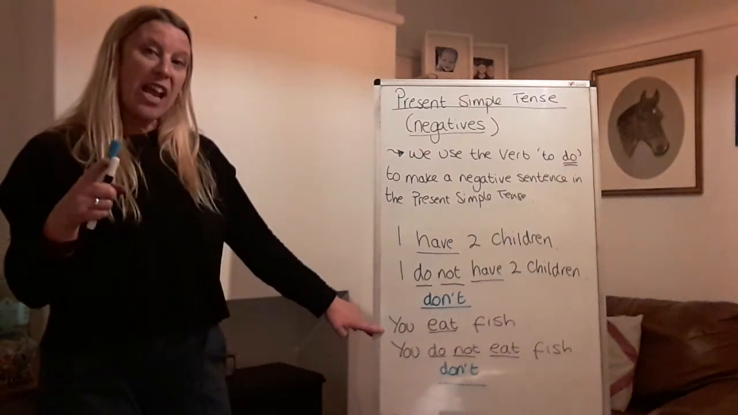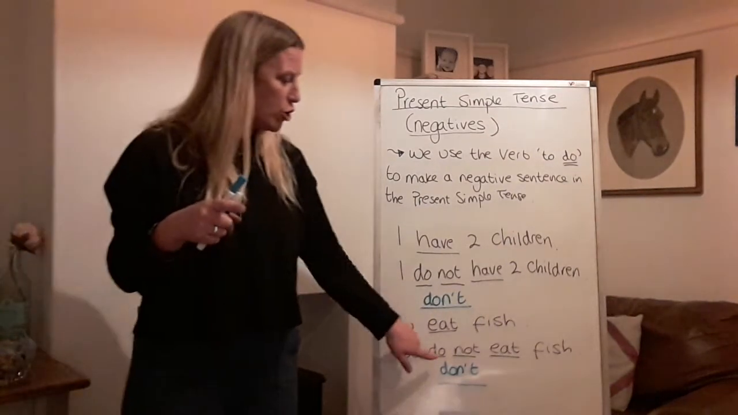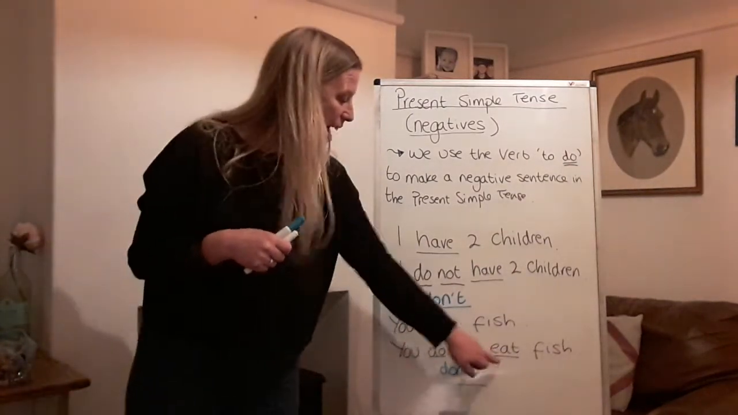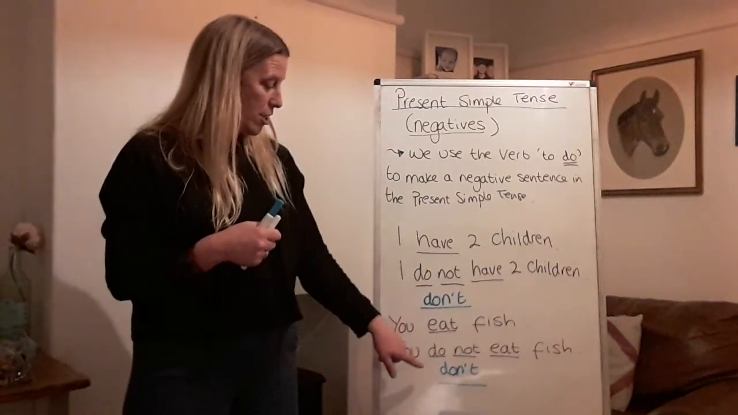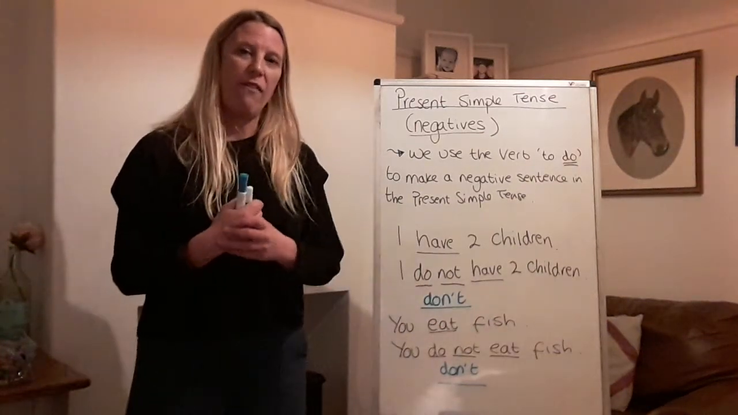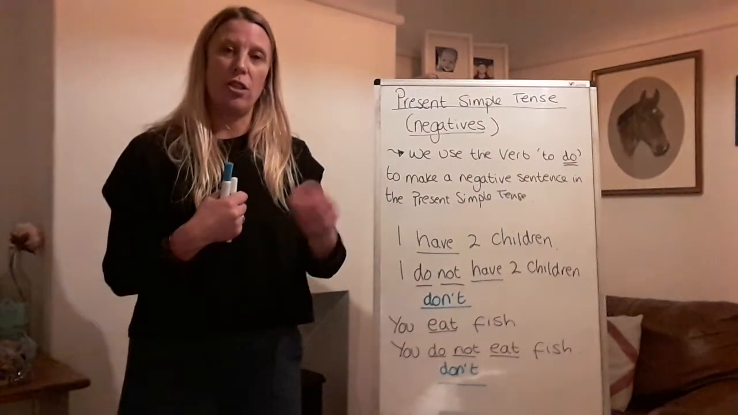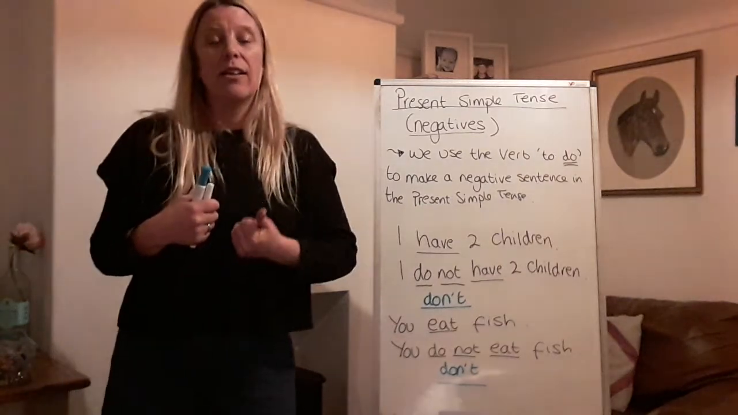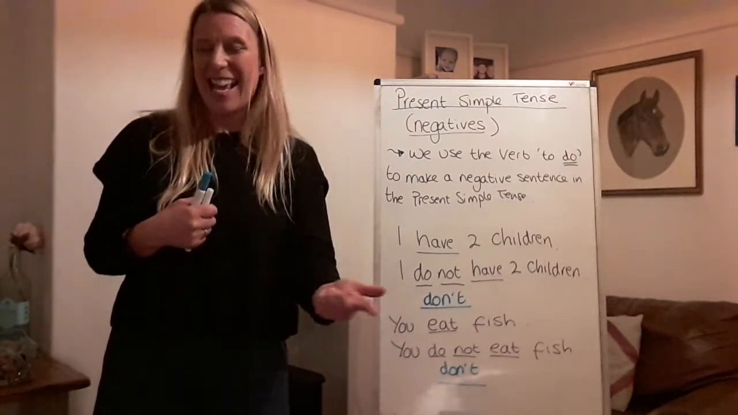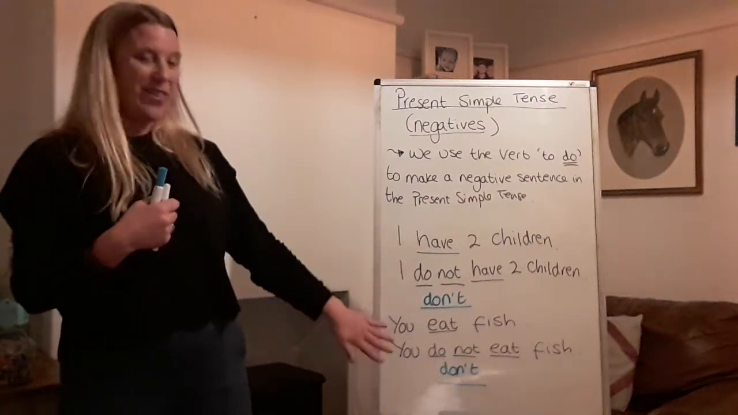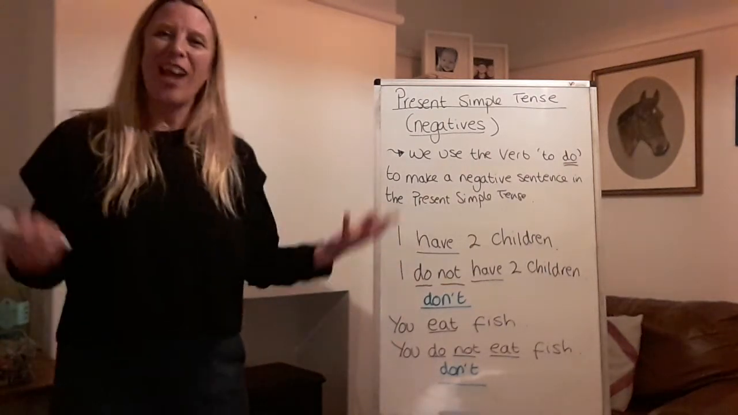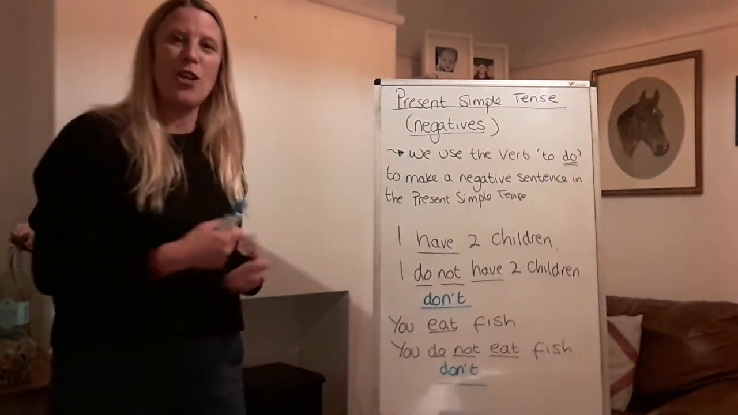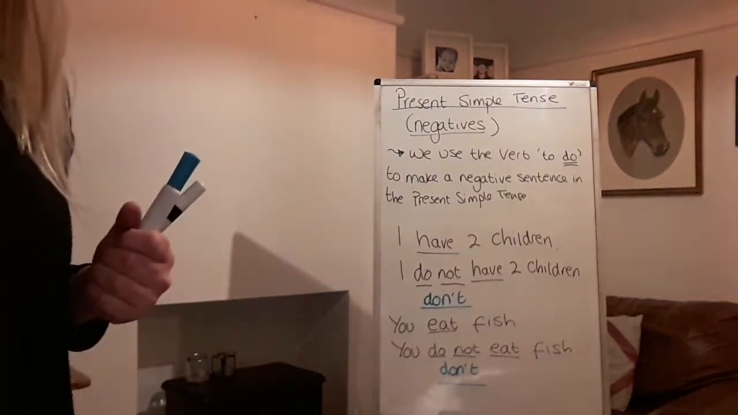You eat fish. You do not eat fish. Okay, so the eat stays there, but we put do not in front. You don't eat fish. Do not, don't. Now for I and you and they and we, this is our form. It changes slightly for he, she, it, obviously. So I'm just going to show you that now. We're going to have a look at some examples.